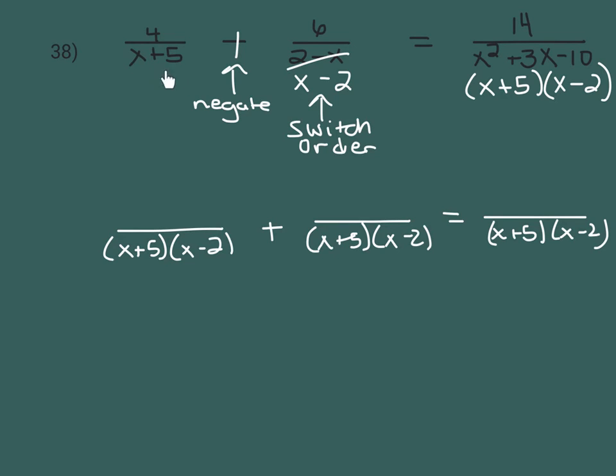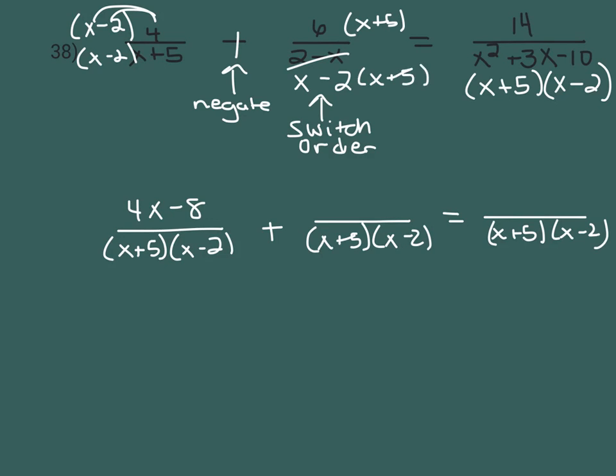So look at the first fraction. What is this denominator missing that our common denominator has? It's missing this x minus 2. So we'll multiply the numerator and the denominator by x minus 2. So that's going to leave us with 4x minus 8. Okay, the second fraction has the x minus 2, but it's missing this x plus 5 that our common denominator has. So I'm going to multiply the top and bottom by x plus 5. So if I distribute in the numerator, we'll have 6x plus 30. And then the last denominator has it all, so we're just going to bring down the numerator.